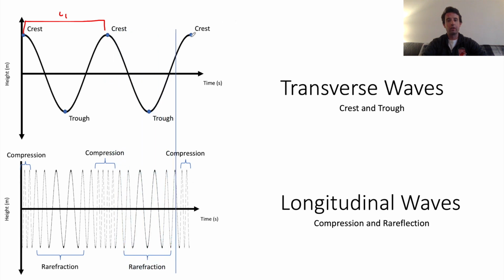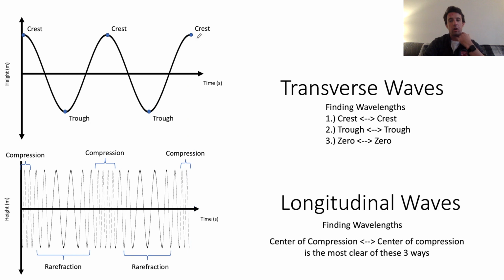Great. Okay, so let's talk now about finding wavelengths. When it comes to finding wavelengths in a transverse wave, you can look at it from crest to crest. That's one way to determine a wavelength, trough to trough, or from a 0 point to a 0 point. So here, the top one is crest to crest. The bottom one is trough to trough. And in the middle, we see from a 0 point to a 0 point.